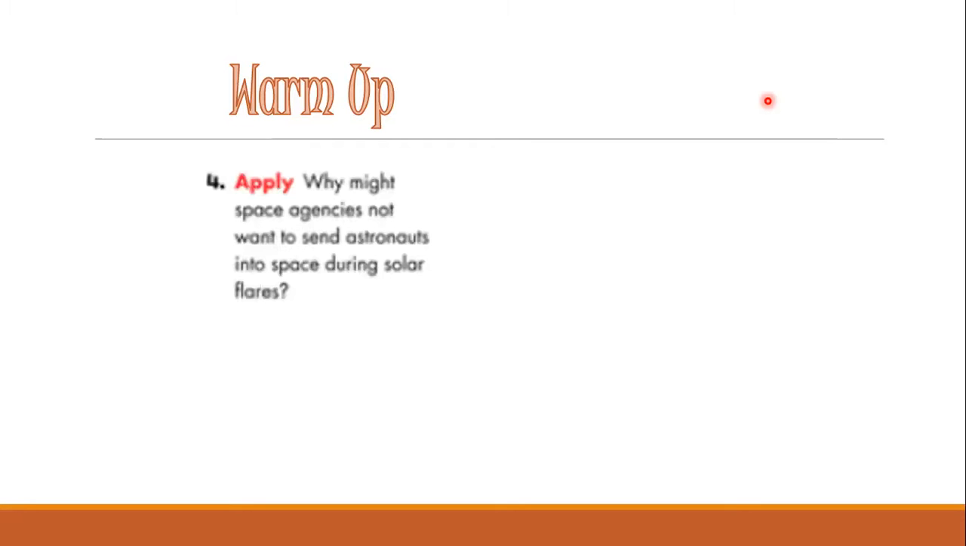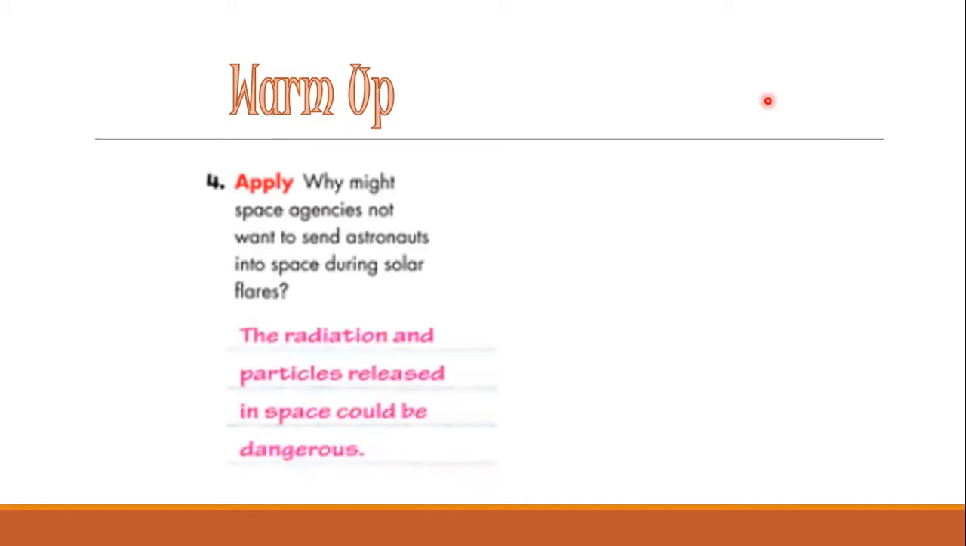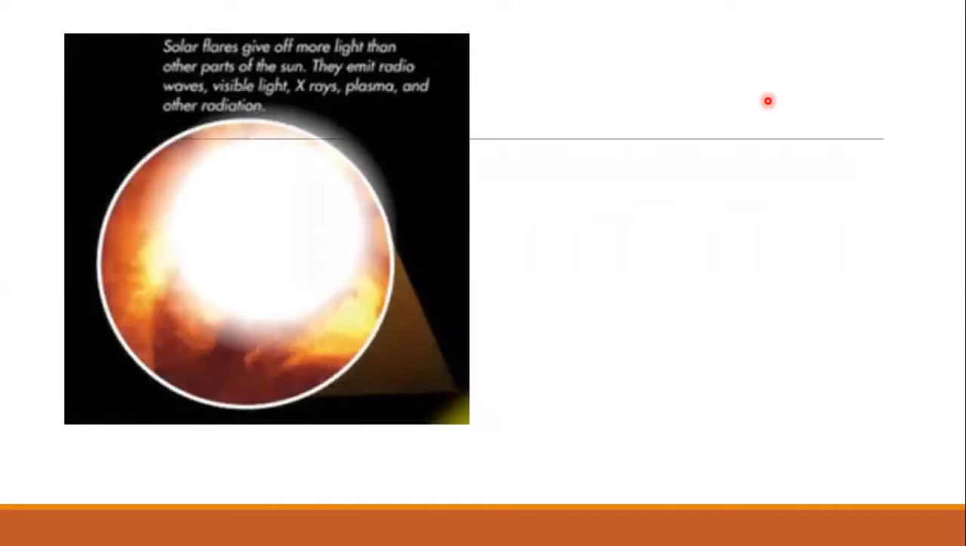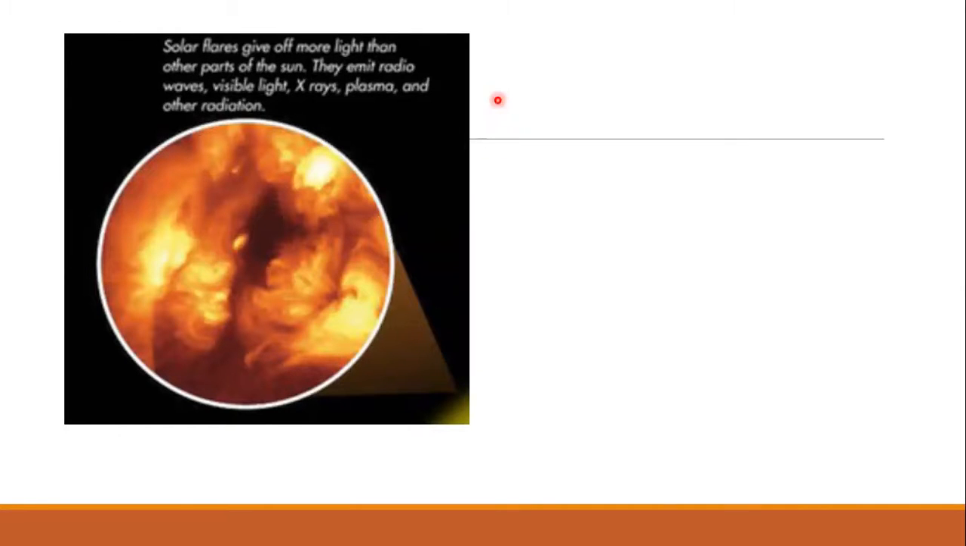Now, warm up. Did you remember yesterday there is a question? I told you to think about it, try to solve it, and tell me the answer today. Okay, let me see. Why might space agencies not want to send astronauts into space during solar flares? The radiation and particles released in space could be dangerous. Excellent answer.